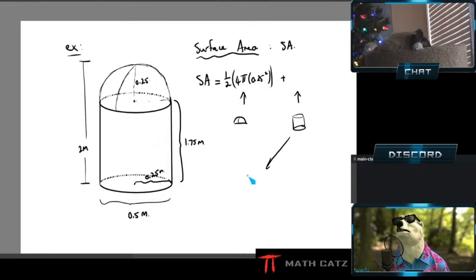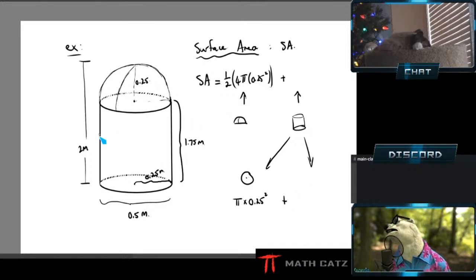So I have a circular bottom that I need to calculate the area for, and then I need to calculate the size. Let's just do the circle base. That's just a circle that has area pi r squared. Pi times 0.25 squared. You see how quickly things get calculated depending on the shape.